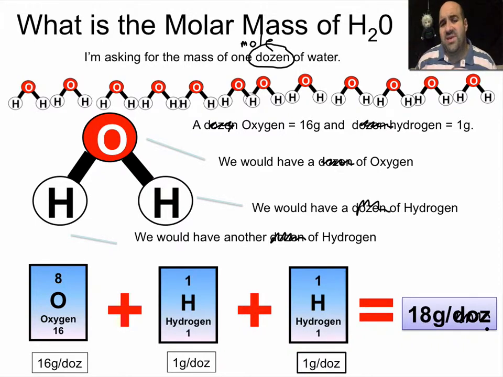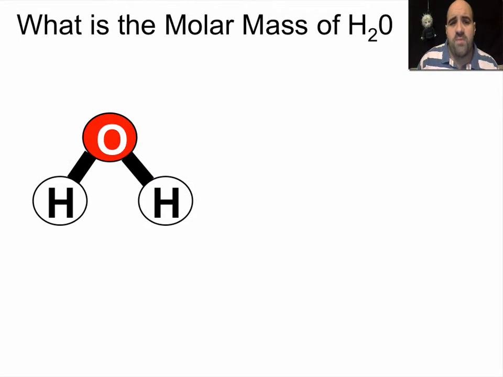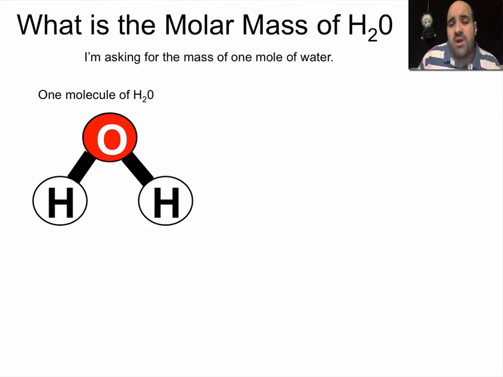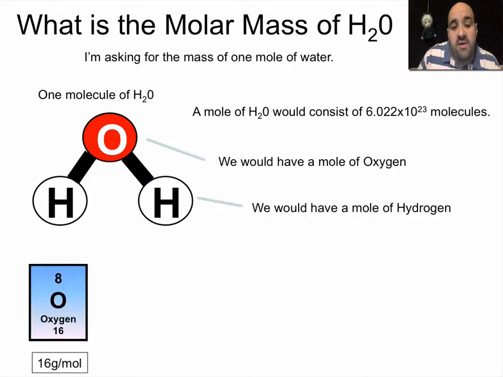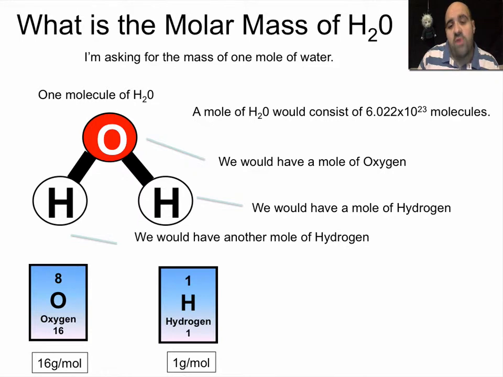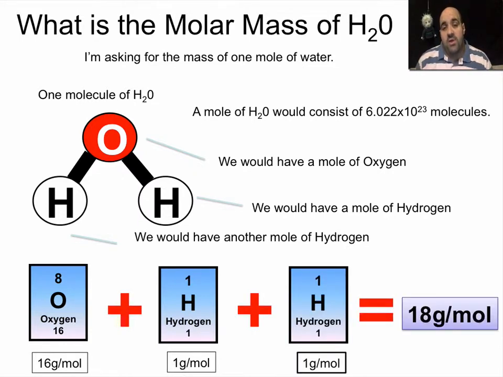So I know the word dozen is easy to understand, but it's the same exact thing when we're talking about moles. So let's go here. What is the molar mass of H2O? Well, I'm asking for the mass of 1 mole of water, and that means you're going to have 6.022 times 10 to the 23rd units of water. This is 1 molecule of water here on the left, but I want to know a mole. I want to know what 6.022 times 10 to the 23rd of them would weigh if put on a scale. And we would have a mole of oxygen, a mole of hydrogen, and another mole of hydrogen. And of course, when you add them all up, the molar mass of water is 18 grams per mole.